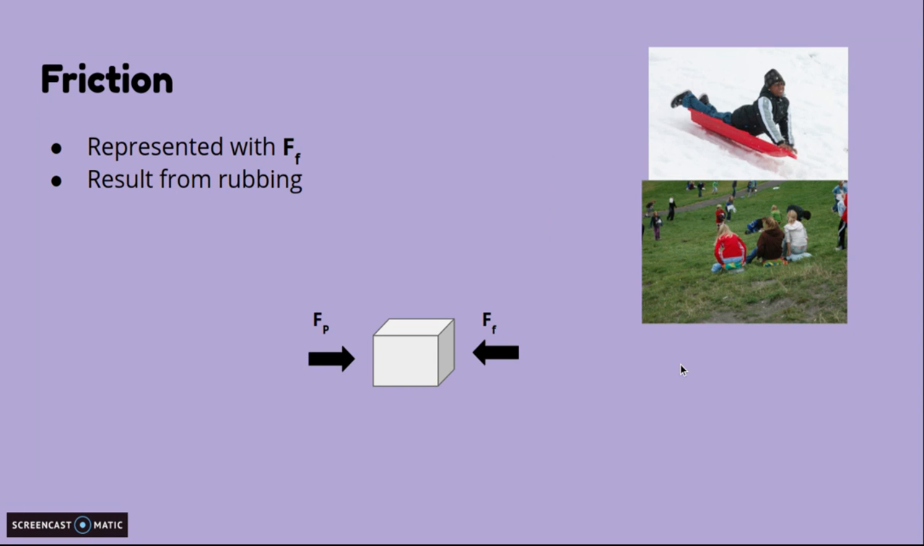Then there's a friction force. This is represented with lowercase f, subscript f, force of friction. You have to use lowercase f, because in this case, uppercase F means force, so you have to use a lowercase, or it would just be like force. And it results from rubbing.